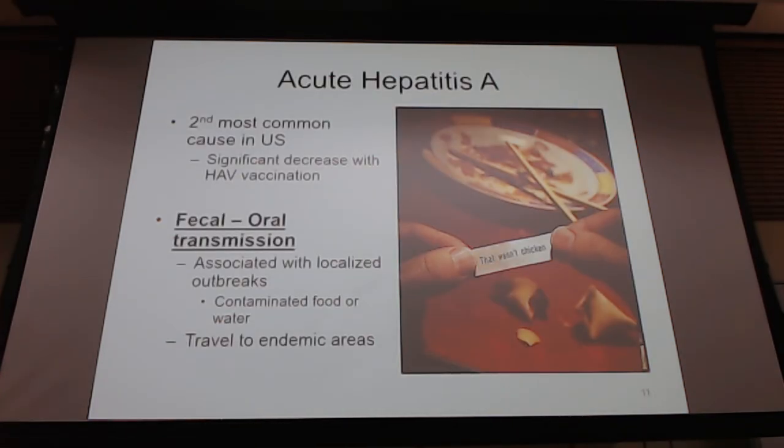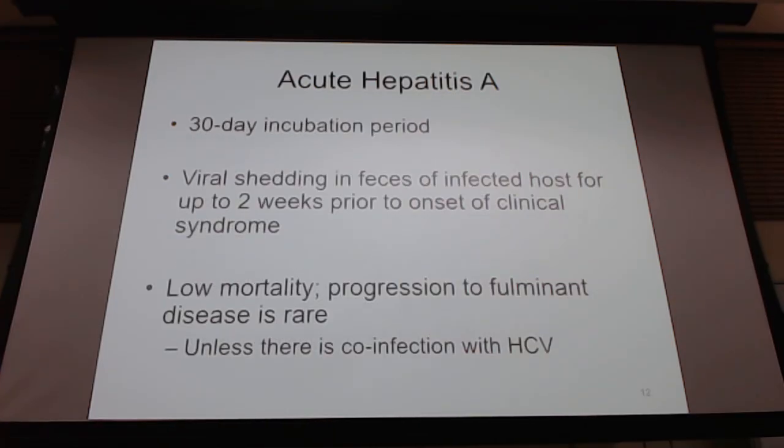A, second most common. That has been a significant decrease, though, since we vaccinate for A and B typically before the age of 10. So this is a fecal to oral transmission, so usually from eating bad foods, contaminated foods or water, or travel to endemic third world countries where this is a little bit more prevalent. With Hep A, right there, 30-day incubation period. That's that viral replication phase.